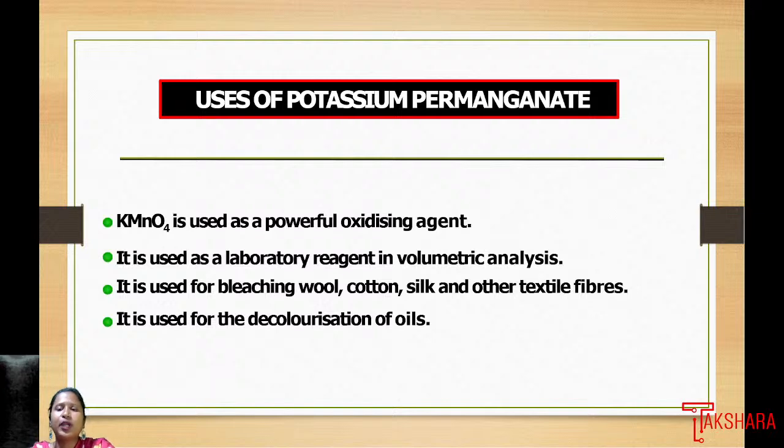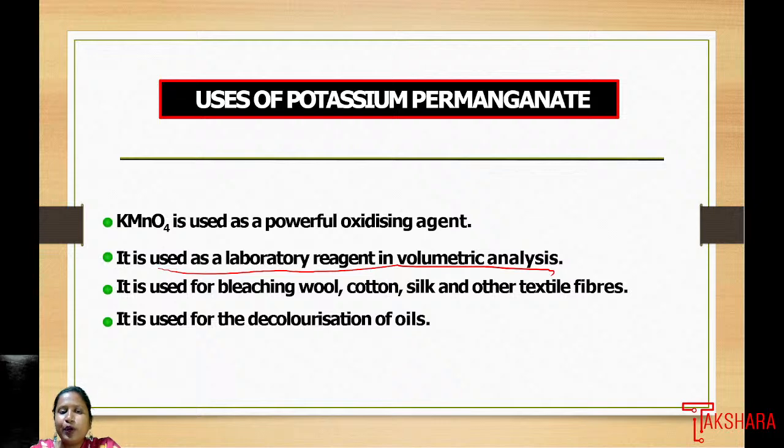Next, uses of potassium permanganate. So now, where all is potassium permanganate used? Mainly you can remember one important use. In the practical exam you are going to do one titration by taking potassium permanganate versus FAS. So see here, the second point: it is used as a laboratory reagent in volumetric analysis. So in volumetric analysis KMnO4 is used as a laboratory reagent.